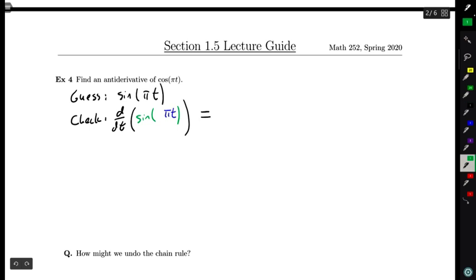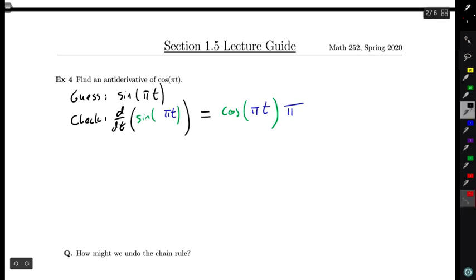So derivative of the outside, derivative of sine, is cosine. We're going to leave the inside function alone, pi t. And now we multiply by the derivative of the inside function. So the derivative of pi t we know to be pi. And we're closer. This answer certainly looks a lot more like cosine of pi t than the previous answer did, but we're not quite there yet. We have this extra pi floating around on the outside.